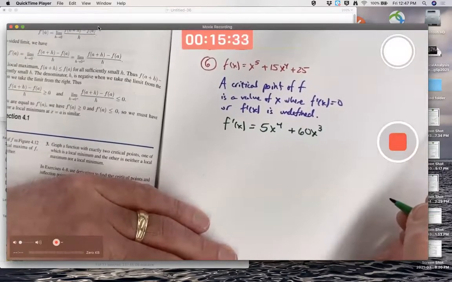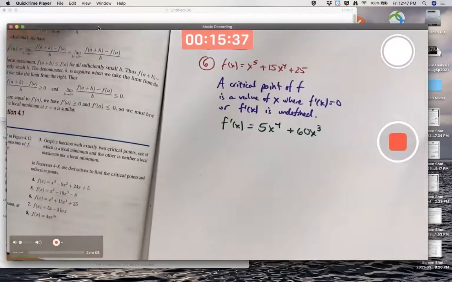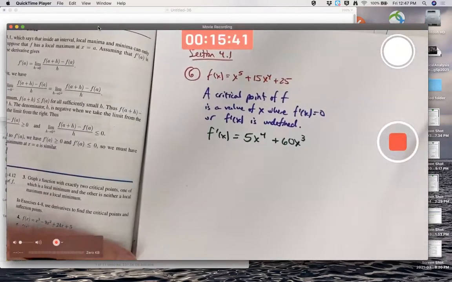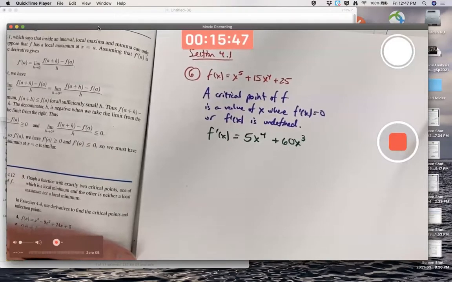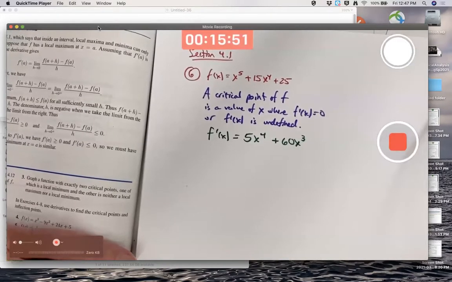Please do double check my work. I make plenty of mistakes. I'll be the first to admit it. So hopefully I'm trying my best to avoid mistakes, but if you think you see one, let me know. That is the derivative. Where does it equal 0? Well, certainly it would be 0 when x is 0. Is there any other place where it's 0?